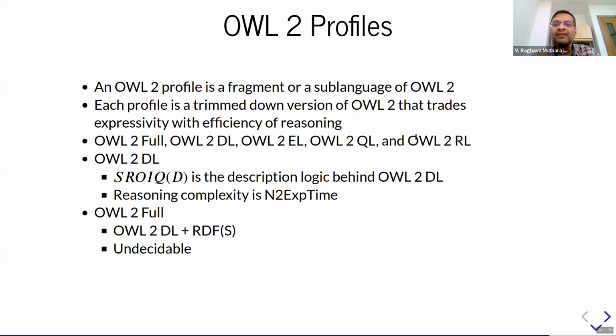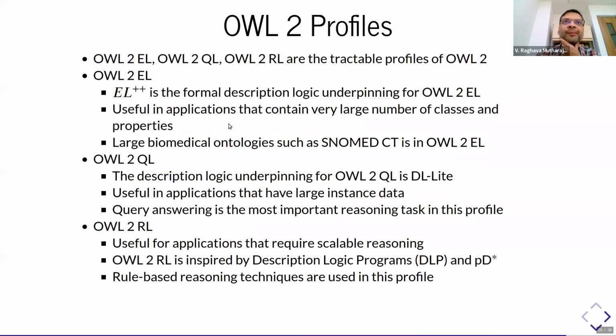The other 3 fragments, OWL2 EL, QL, RL, all have polynomial time complexity. But that obviously means that the expressivity is lower than OWL2 DL. For many use cases, this is already sufficient. OWL2 EL, for example, is used extensively in the biomedical domain, and there are very large ontologies that use OWL2 EL, and it is sufficient for their use. These 3 are called the tractable profiles because the reasoning time complexity is polynomial, but for OWL2 DL it's exponential.